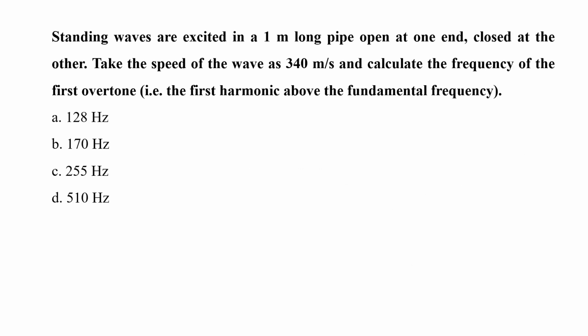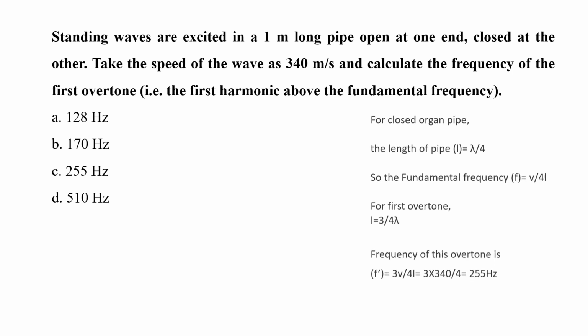Standing waves are excited in a 1 meter long pipe open at one end, closed at the other. Take the speed of the wave as 340 meter per second and calculate the frequency of the first overtone, that is, the first harmonic above the fundamental frequency. A. 128 Hz, B. 170 Hz, C. 255 Hz or D. 510 Hz.